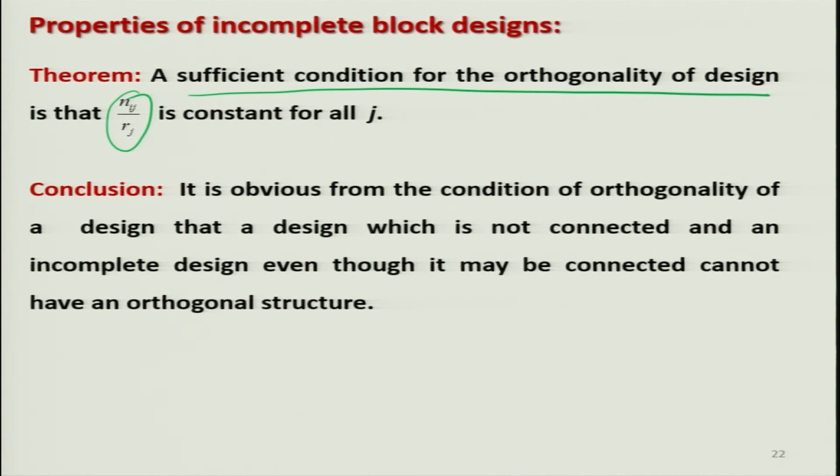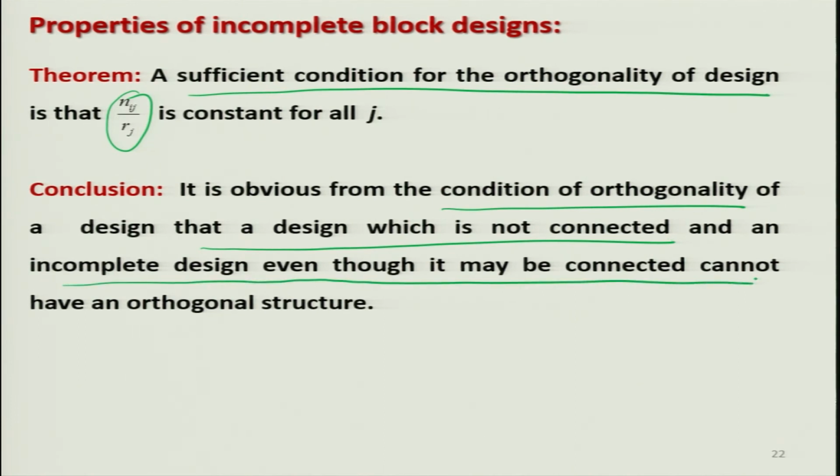So, now in case you try to see the connection between the orthogonality of a design and the connectedness, and try to connect it with the definition of incomplete block design, then we can say here that, by the condition of orthogonality of a design, a design which is not connected, and an incomplete block design, even though it may be connected, cannot have an orthogonal structure, right. So, I hope now the things are getting clear to you.